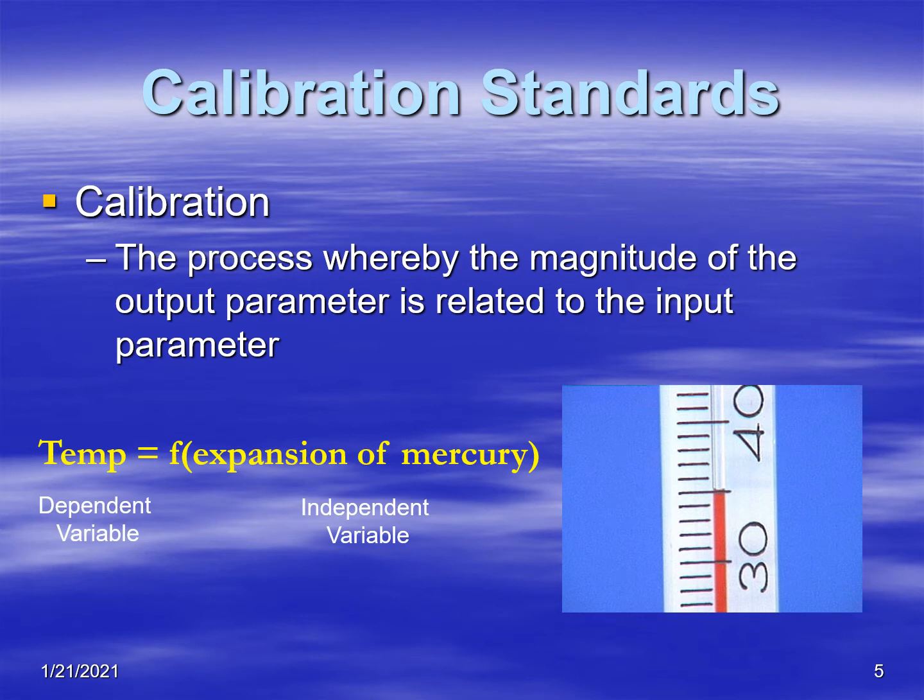Calibration standard, by definition, what is calibration? Calibration is where the magnitude of some output is related to the input. In the example that we have here, you're looking at a liquid and glass thermometer. And as the height of the mercury in the thermometer goes up, that's related to some temperature. So we can come up with some equation that says the change in height of 1 inch is equal to 20 degrees Fahrenheit. That would be a calibration standard.